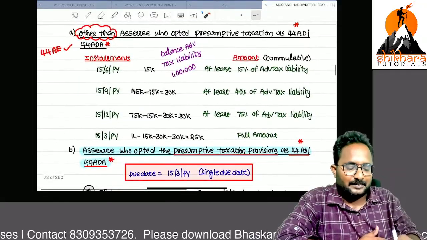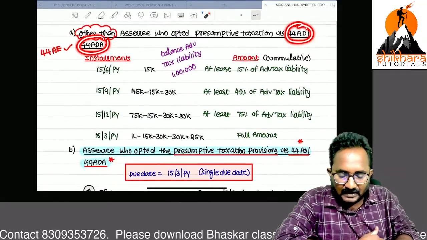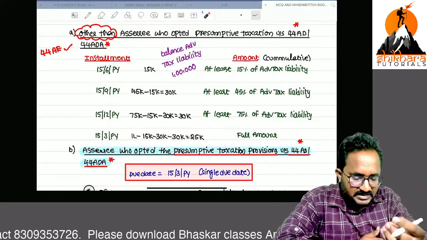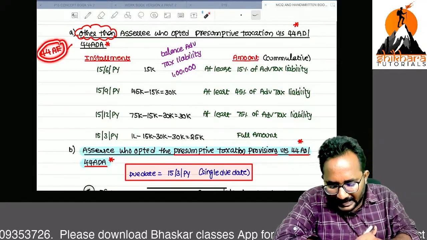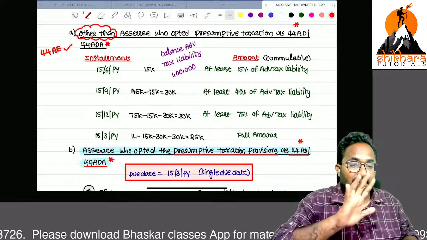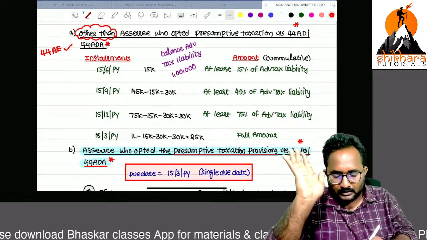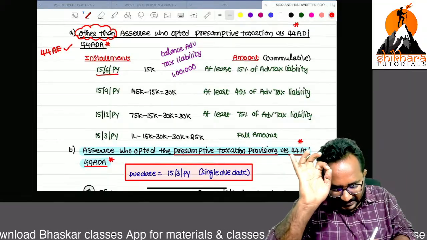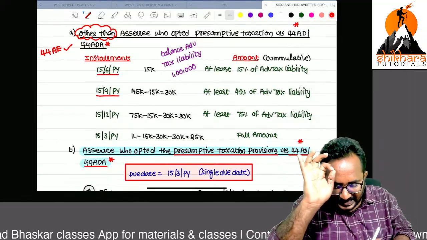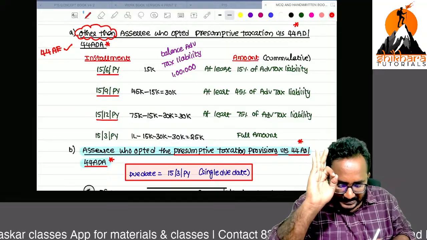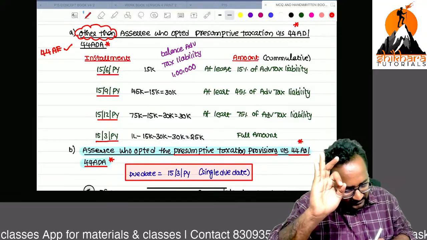Otherwise, I am not following the presumptive taxation provisions under these two sections, sir. Normal provisions I am following, or 44AE I am following. For you, how many installments? Four quarterly installments: 15th June of the previous year, 15th September, 15th December, 15th March.